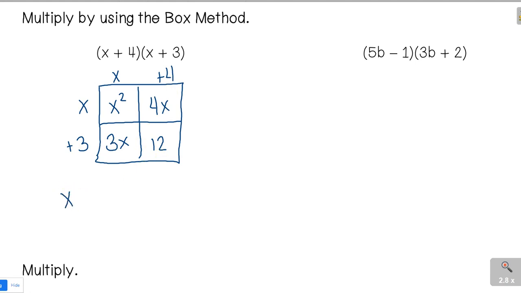So we get x squared. And then we have our like terms here. So 3x plus 4x. 4 plus 3 is 7. So plus 7x. And then you bring down your plus 12.